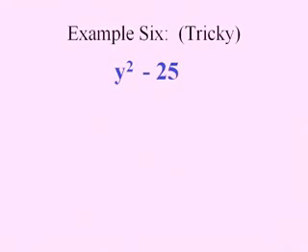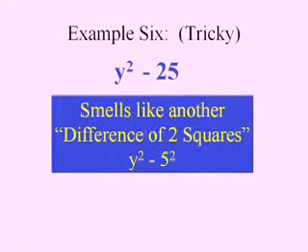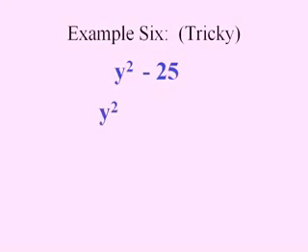Here's another difference of two squares. It could be written y squared plus none x minus 25. You won't see it that way. It'll stick out like a sore thumb because there's two expressions, or I should say two terms rather than a 3.